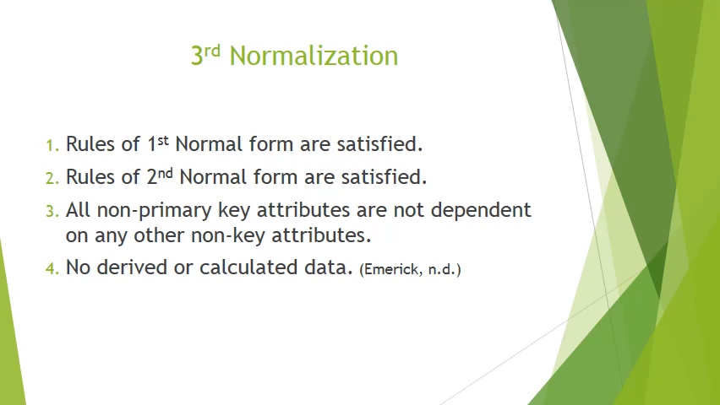Most of the companies consider third normal form as a benchmark for their relational databases. In third normal form, we need to satisfy first normal form and second normal form, and all non-key attributes should not be dependent on any non-primary key attributes, and there should not be any derived data or calculated data in third normal form.